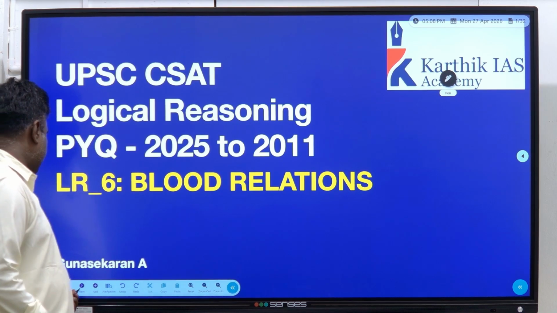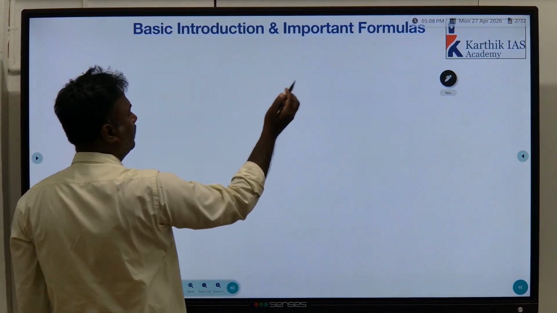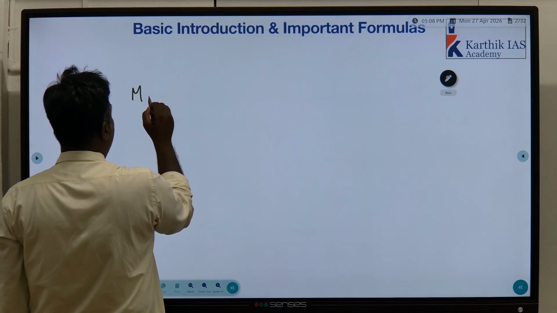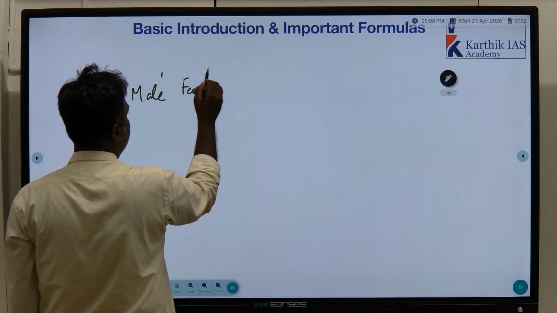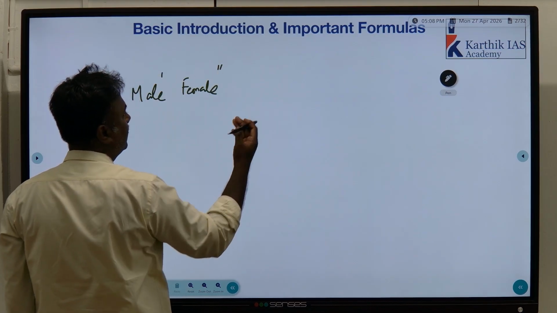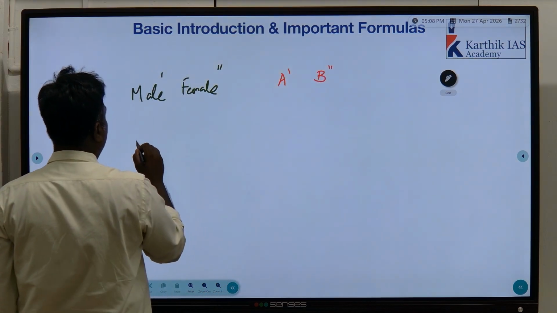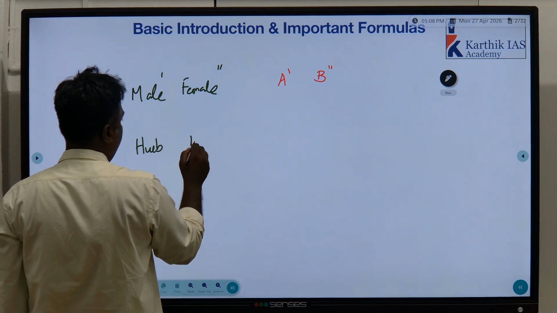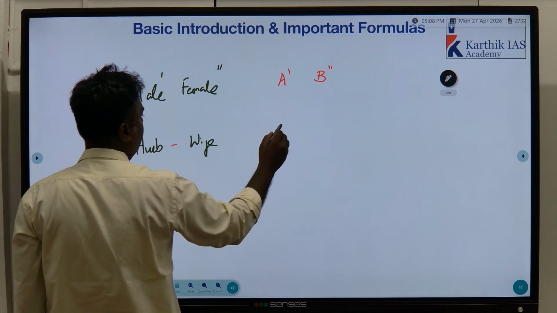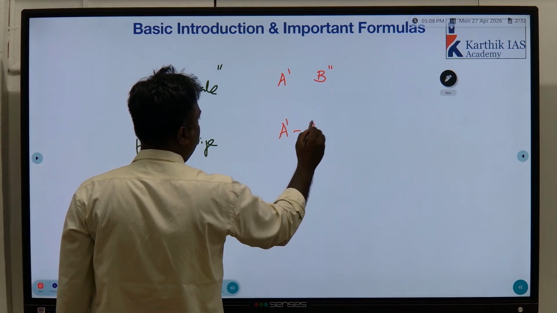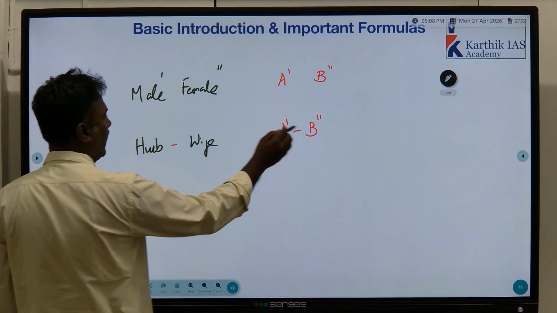So blood relations. Only 3 notations I am going to introduce, after that we will move on to questions. So male, female, understand, from now on male, female I am going to represent with a single dash and double dash. So A is a male, B is a female, okay, and then husband and wife. Husband and wife, I'm going to connect with a single bar. Understand? So A is the husband of B, B is the wife of A.